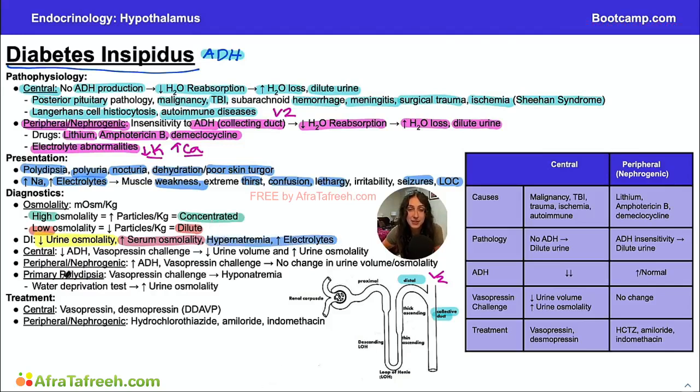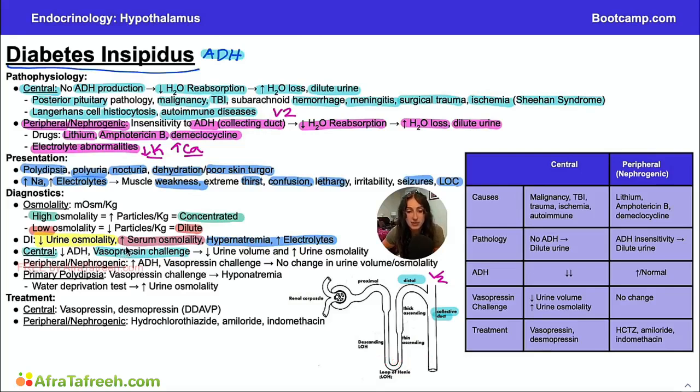So if you see this picture, you're already suspecting that you have a diabetes insipidus. But how are we going to distinguish between central and peripheral or nephrogenic? Well, we're going to do this through something called the vasopressin challenge. And the vasopressin challenge is basically you give a patient that you have suspected diabetes insipidus vasopressin and you see what happens.